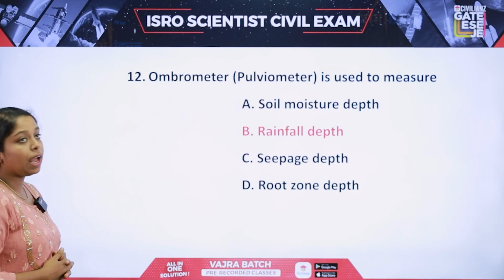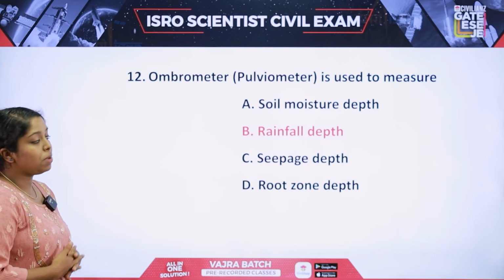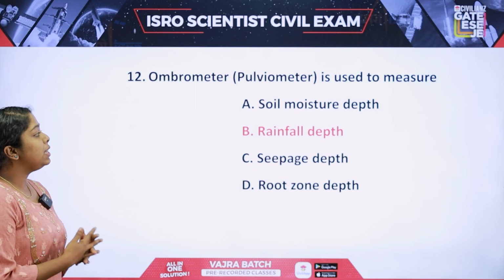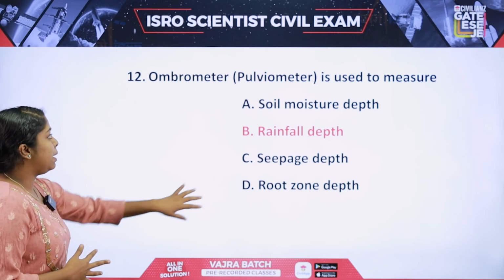Next question is from the hydrology. So, ombrometer or pluviometer is used to measure. We all know the answer because this is a very simple question. The answer is pluviometer is usually used to measure rainfall depth.